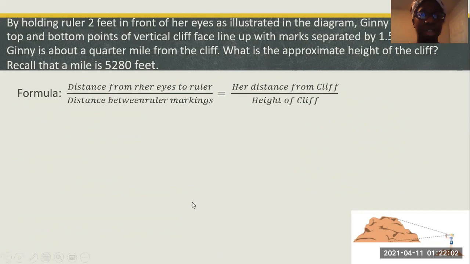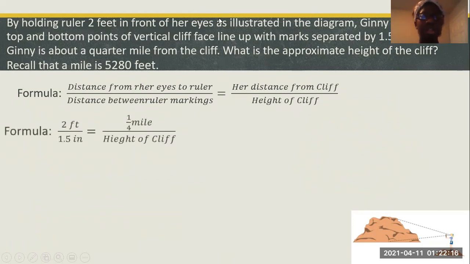Okay, to solve this, we'll need this formula: distance from her eye over distance between ruler markings equals distance from cliff divided by height of cliff. So we'll just plug in what's given in our problem. The distance from her eye is 2 feet, which is the line right here. And then the distance between ruler markings, which is 1.5 inches, which is right here. And then the quarter mile, which is the distance from the cliff. And then the height of the cliff.